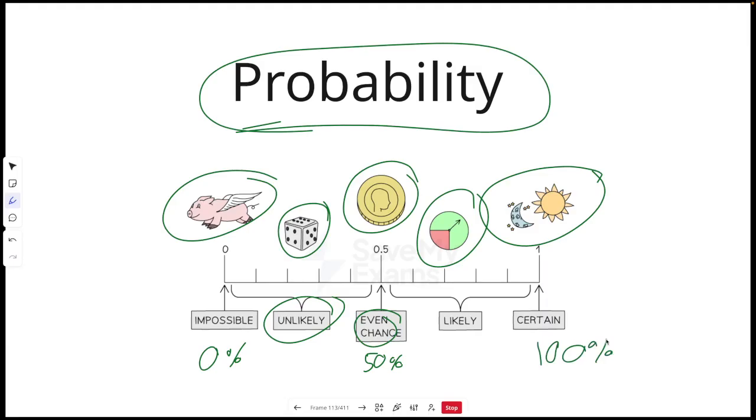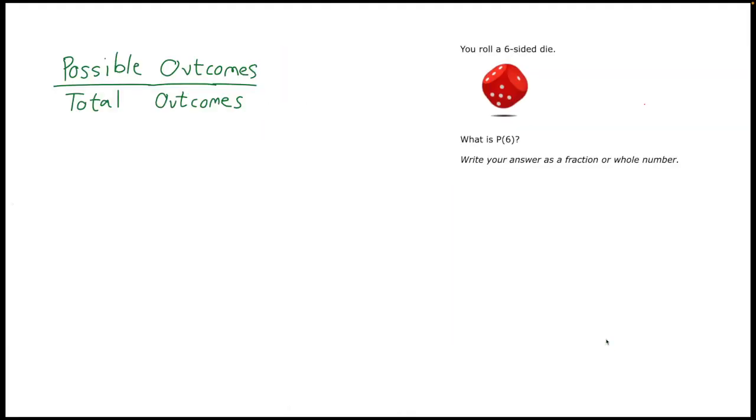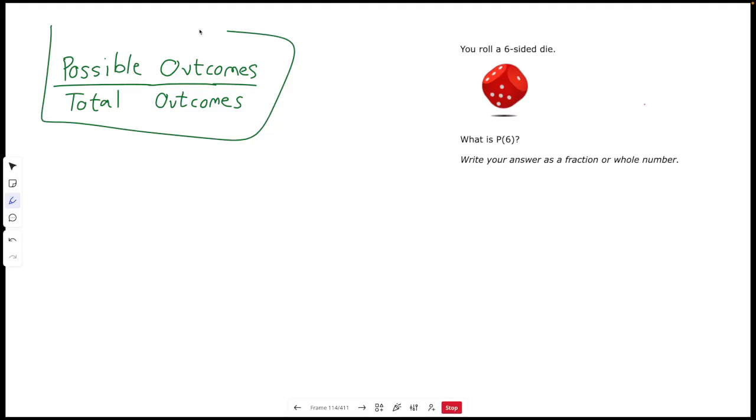Probability, possibility. So we're going to use this formula here to calculate our probability. And it's the possible outcomes out of the total outcomes. So it says you roll a 6-sided die, and then it has this: what is the P(6)? This P here just stands for probability. So it's saying, what is the probability of rolling a 6?